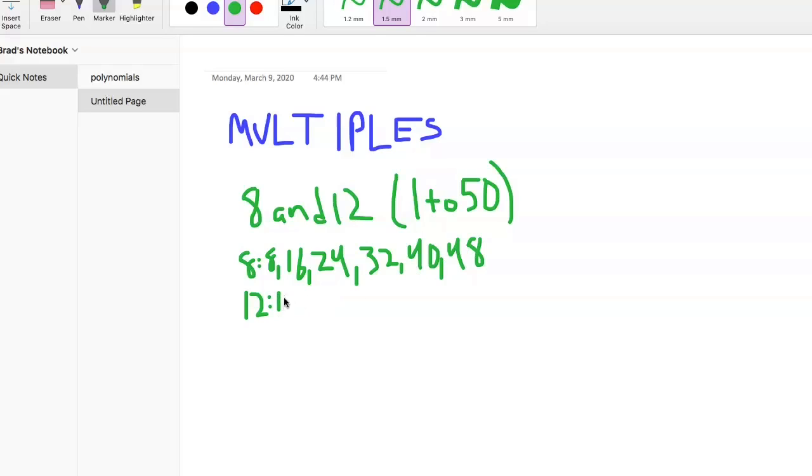Okay, and then for 12, we do the same thing. 12, 24, except that thankfully we don't have to write as many numbers down. 36, and one more, 48.